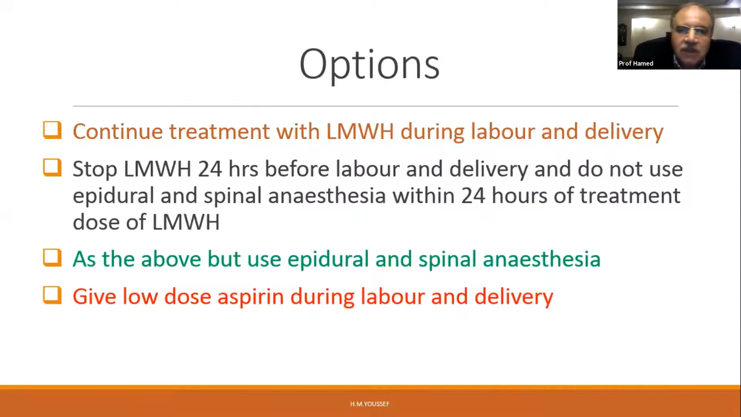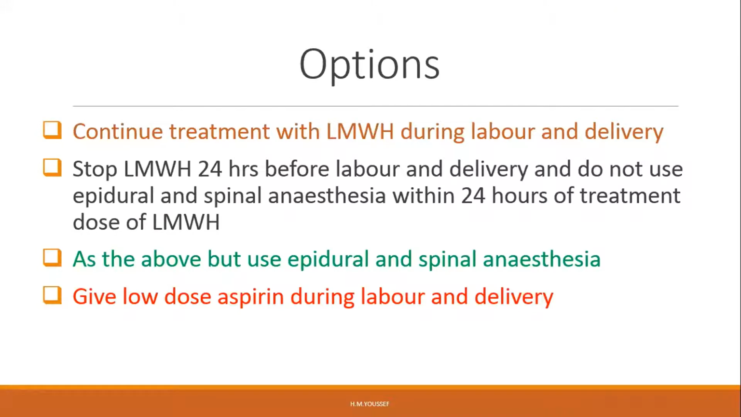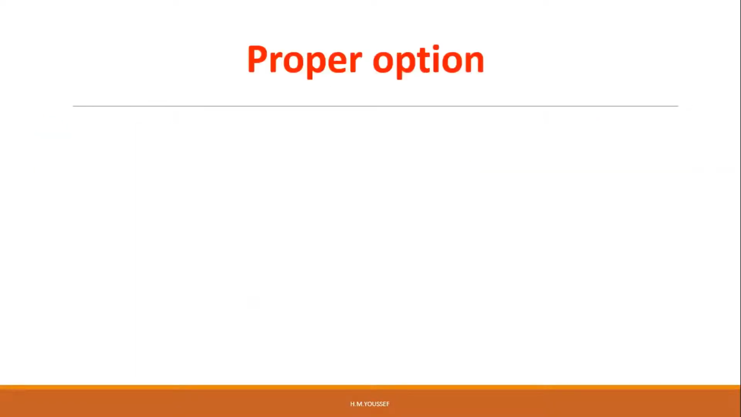How to manage? You can continue treatment with low molecular weight heparin during labor and delivery, or stop low molecular weight heparin 24 hours before labor and delivery and do epidural or spinal anesthesia within 24 hours of the treatment dose as above, or use epidural and spinal anesthesia, or give low dose aspirin during labor and delivery. Yes, option B, stop 24 hours before. After spinal or epidural, according to guidelines, it's 12 hours from removal of the epidural catheter, but anyhow, according to this option, it will be B.